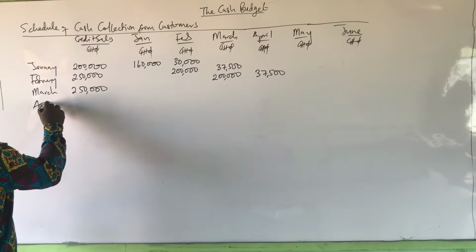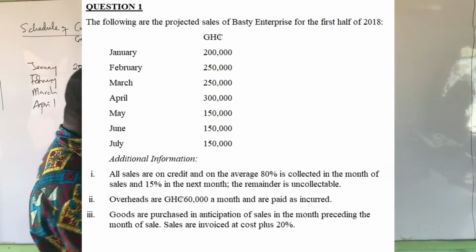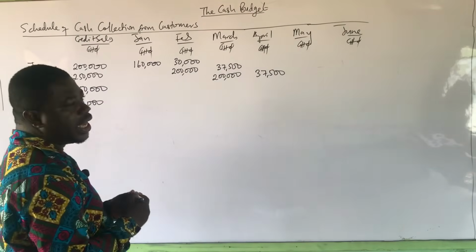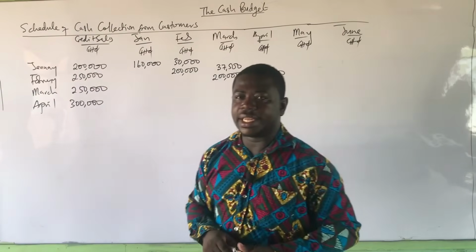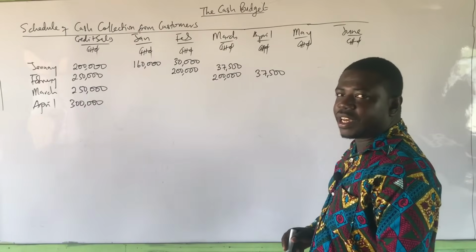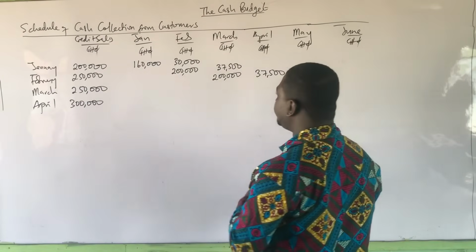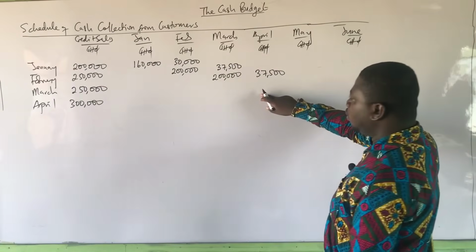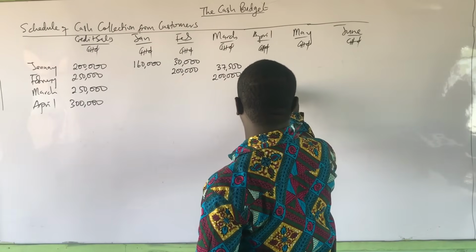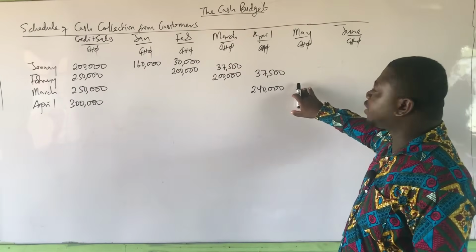So April. In April, the credit sales that we have is 300,000 because all sales are on credit. So 300,000. 80% should be collected in the month of sale. And 80% of 300,000 is 240,000 Ghana cedis. And so we move to the month of April, which is the month of sale, and we record 240,000 Ghana cedis. And then 15% will move to the next month, which is May.